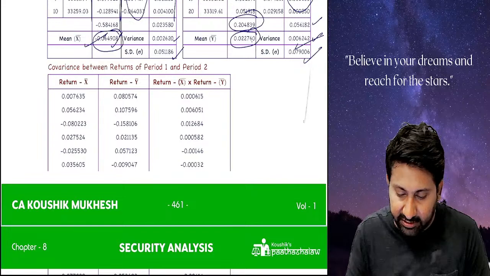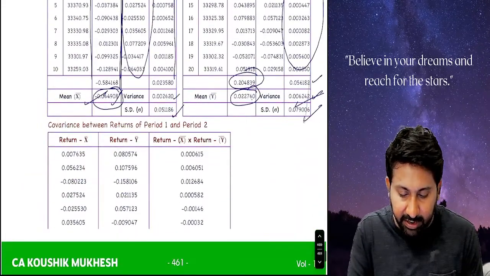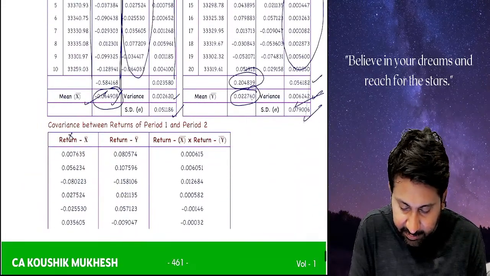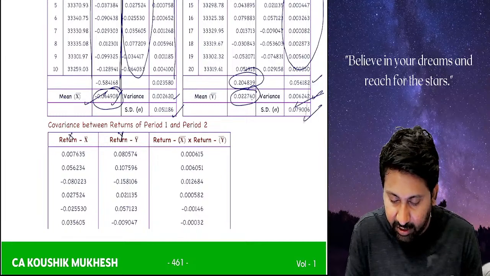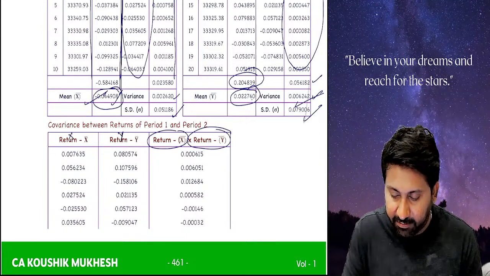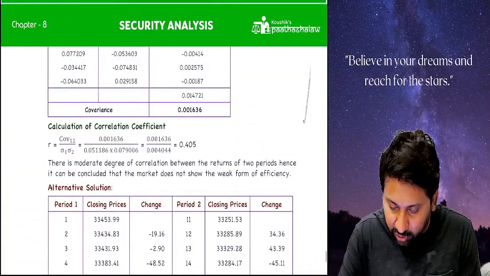Covariance between returns. Covariance means what? X minus X bar. Return means X. X minus X bar, Y minus Y bar. X minus X bar into Y minus Y bar. You calculated covariance. You got this.